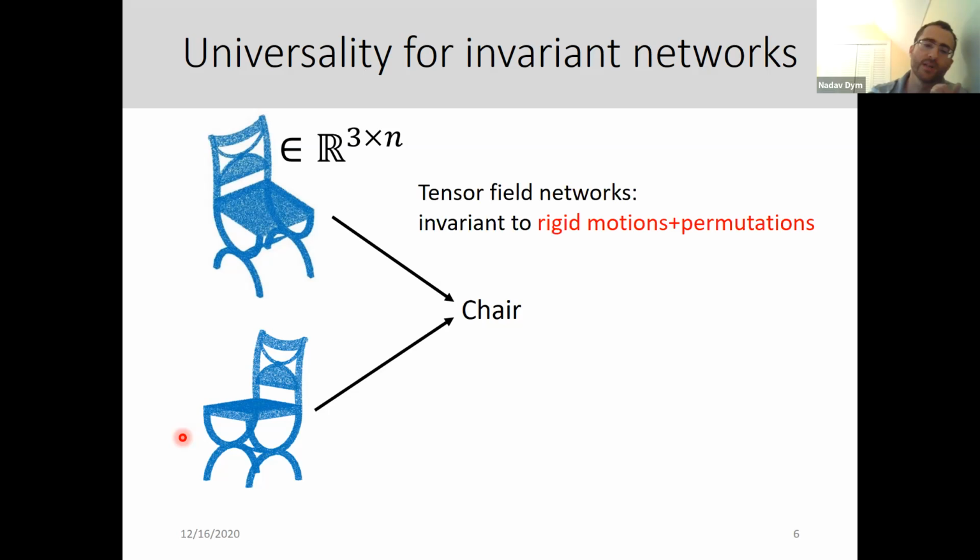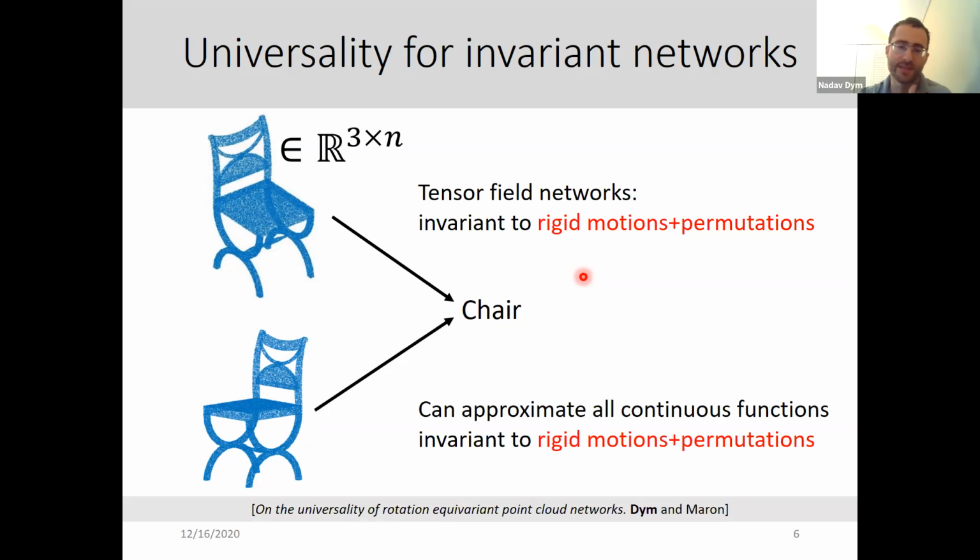And therefore, what people have suggested is to build your networks, your family of functions you want to learn from, in a way that is invariant to these symmetries, rigid motions and permutations. And then once you build these specific networks, the question of universality comes up again. What we recently showed is that with these constructions, you can still approximate all continuous functions which are invariant to these symmetries. So that's two different kinds of things I've been working on.